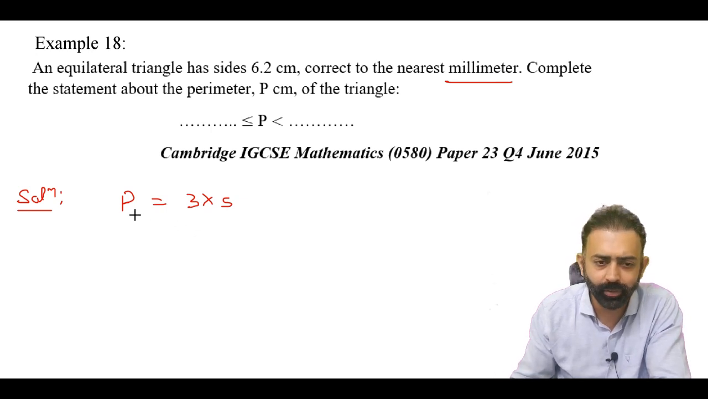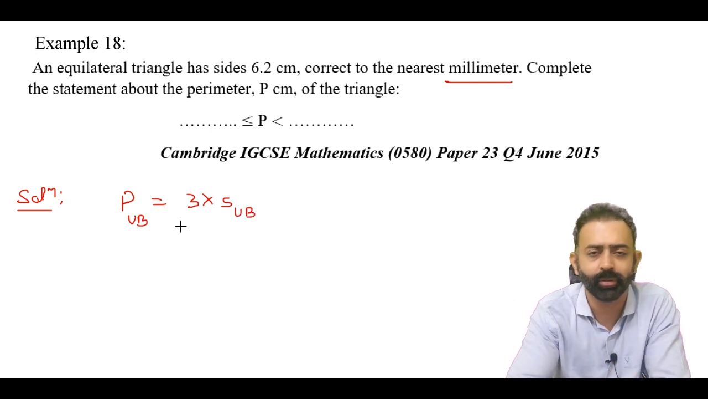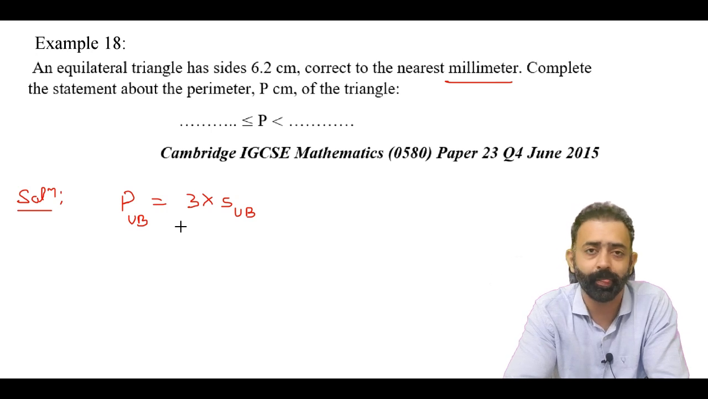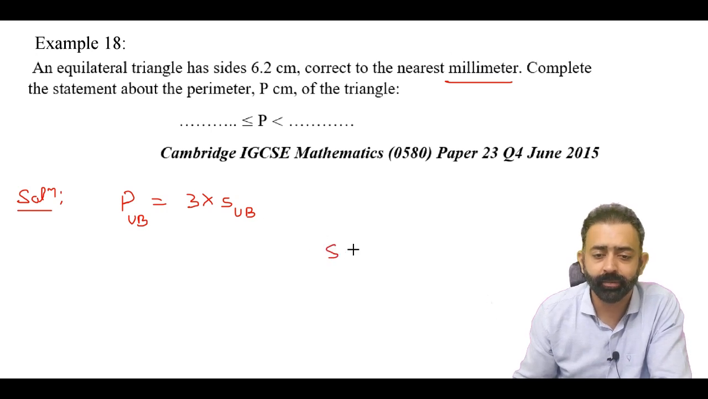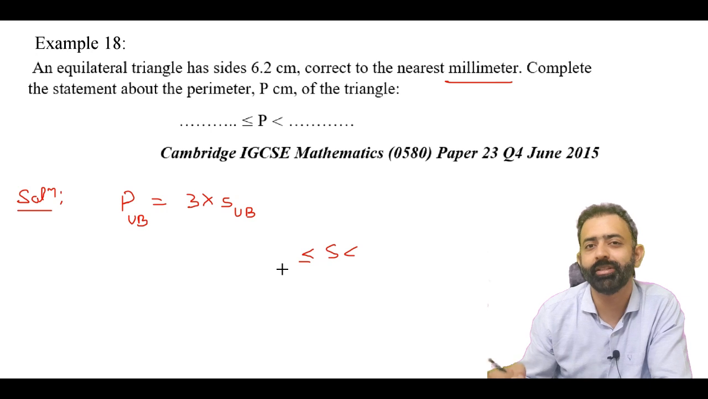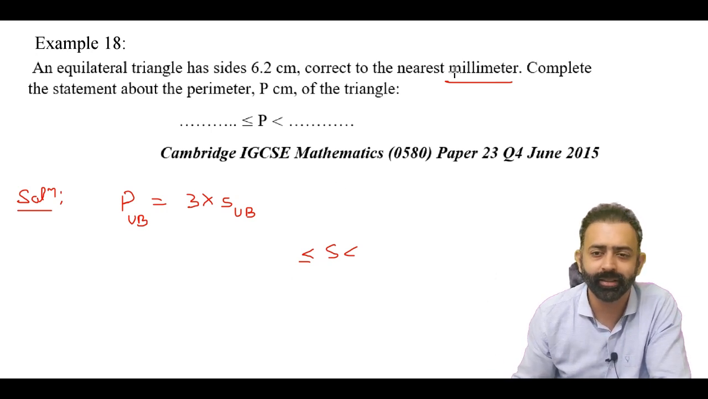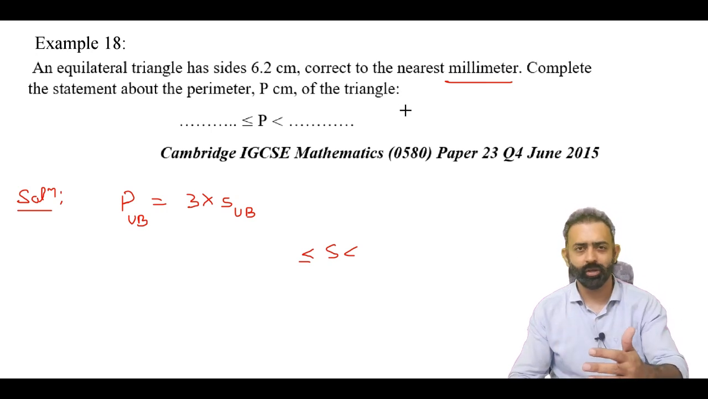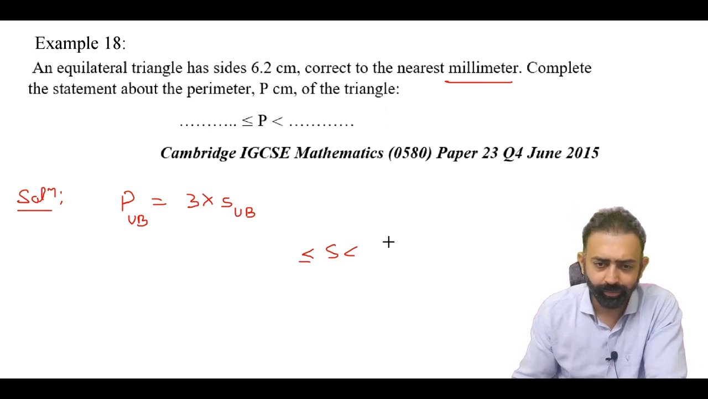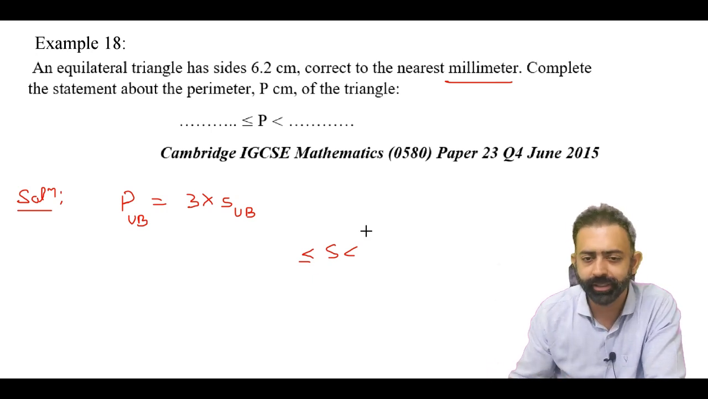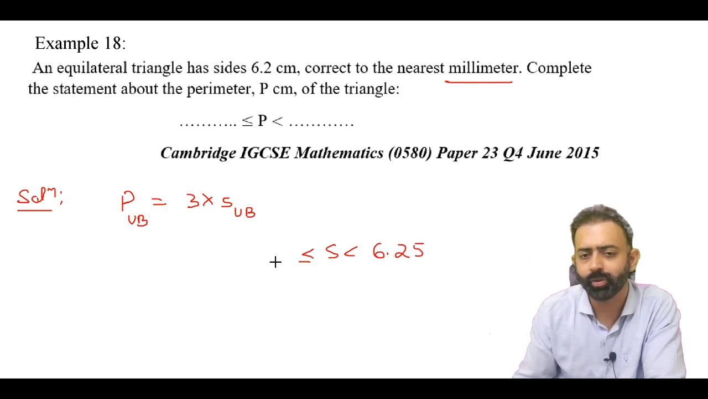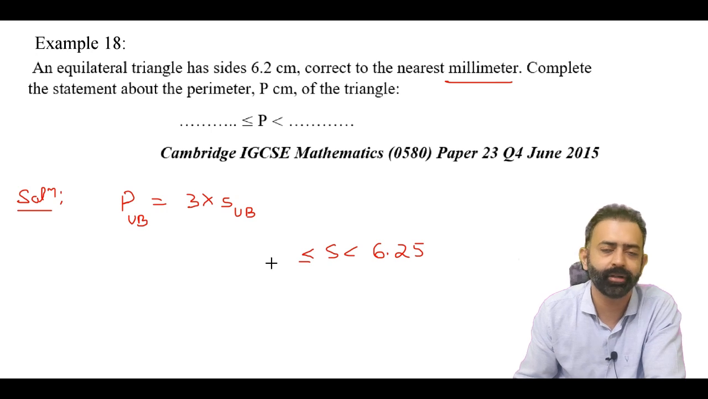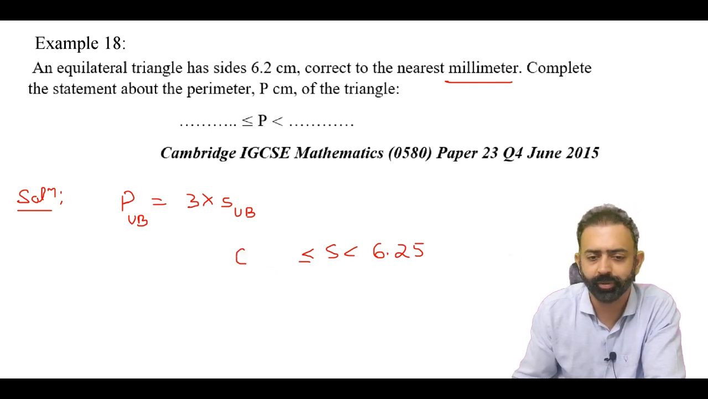If we have to find out the upper bound, so P of upper bound is thrice the upper bound of the side. So basically we need to find out the upper bound again of the side length of the triangle. Now it is given as correct to nearest millimeter. So side length will be between these two inequalities. As I said, it is 1 millimeter. Divide this 1 millimeter by 2, you get 0.5 millimeter, which is 0.05 centimeters. So upper bound for this is 6.25, and for the lower bound you subtract 0.05 centimeters from 6.2. So I think you will get 6.15.